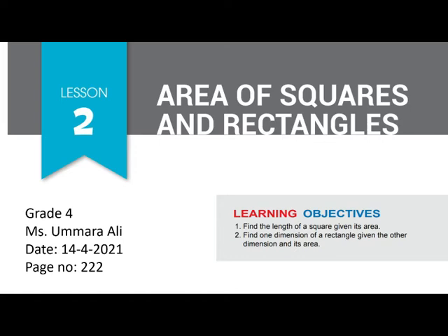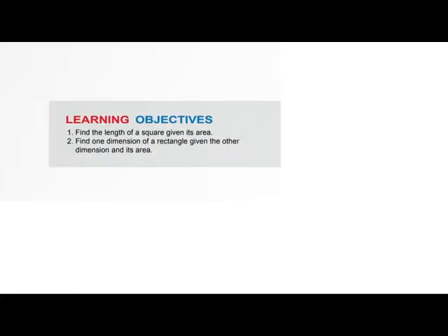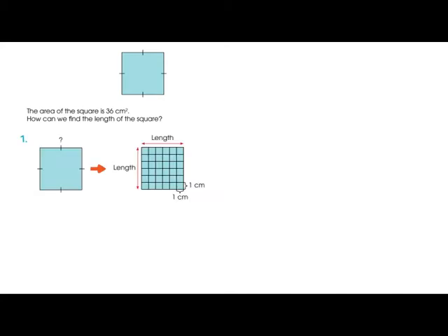You have to open the book, page number 222. So how will you calculate it? Let's suppose we have a square. The area of the square right now is 36 centimeter square. How can you find out the length of the square? First of all, recall the previous lecture. The property of a square is that all the sides are equal.